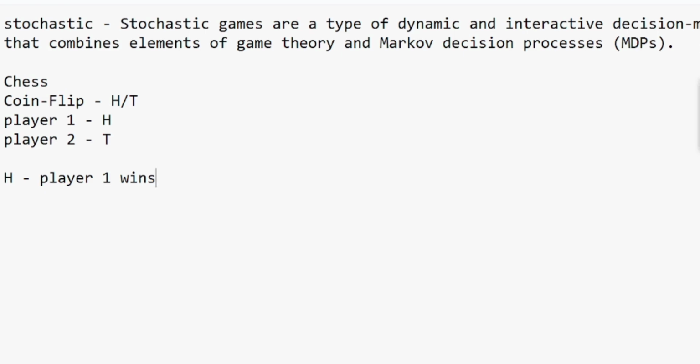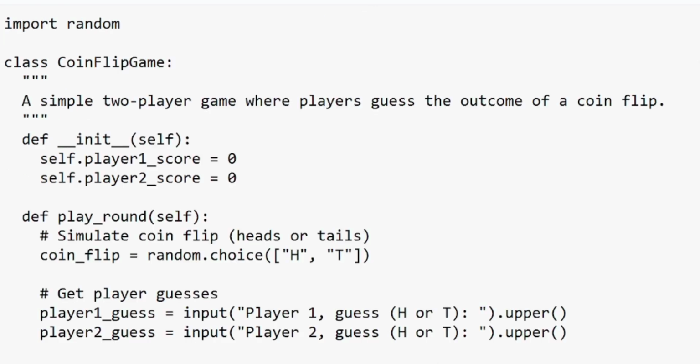Now, let us see a stochastic game example here. This is a simple coin flip game. Let me explain the scenario. Player one's initial score, I'm just giving a hint so that it will be initialized in the beginning itself. Player one score is 0, player two score is 0. Now, we will play the round. We will flip the coin based on head and tails.